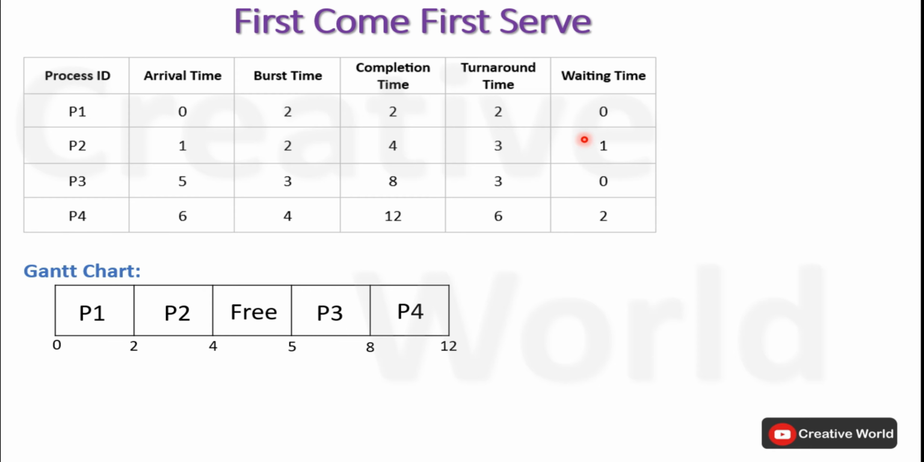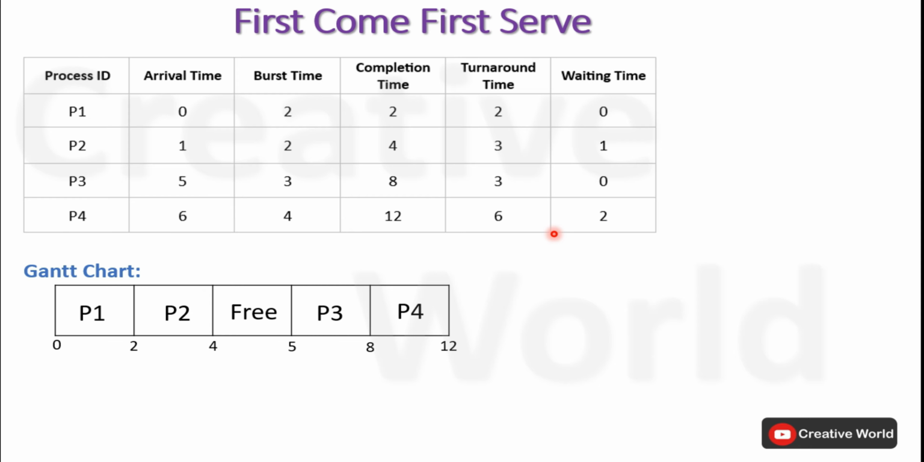Now we will calculate waiting time. Waiting time is equal to turnaround time minus burst time. So waiting time for process P1 will be 2 minus 2 equal to 0. 3 minus 2 will become 1, and 3 minus 3 will become 0, and 6 minus 4 will become 2.